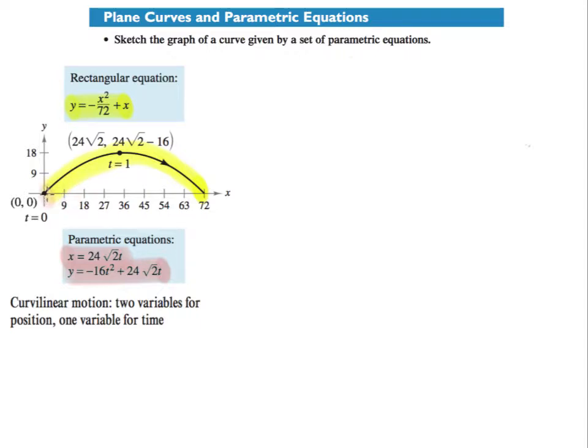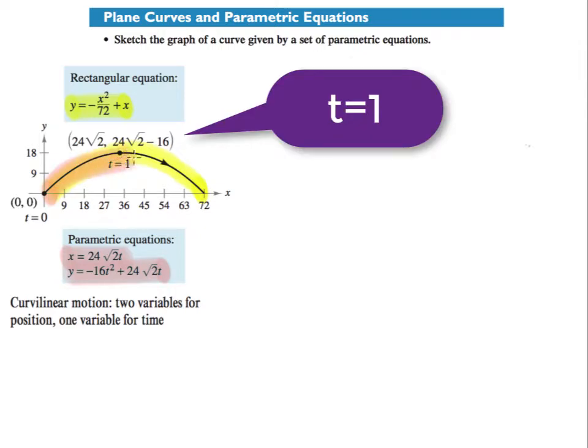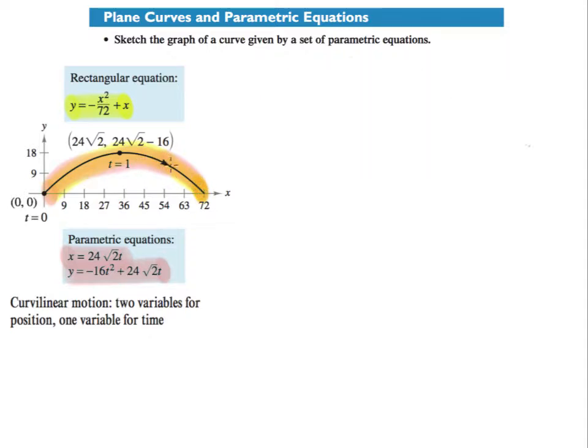For this set of equations, you can determine that at any time, for example t equals 0, the object is at the point (0, 0), whereas at time t equals 2, the object is at the point (24 square root of 2, 24 square root of 2 minus 16), and so on. So we can find the position at any time we want. But the key is, with a parametric equation, notice that we also include this arrow that indicates the direction of the path of the object.